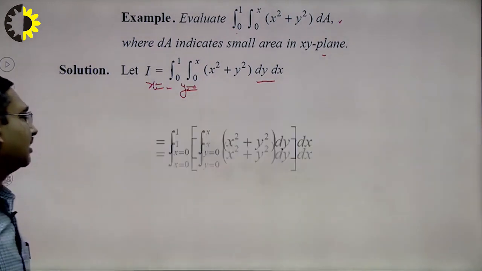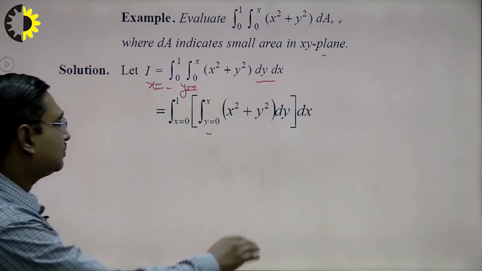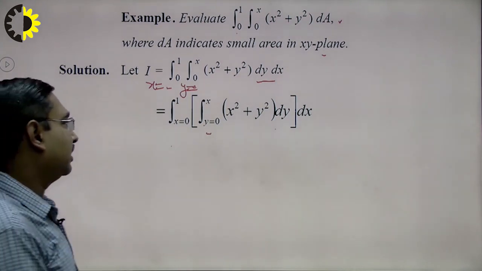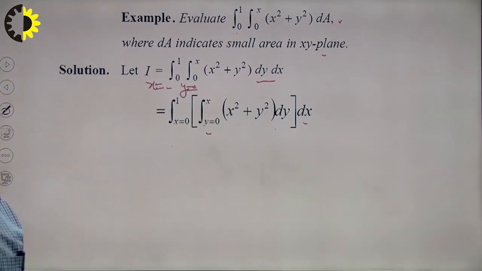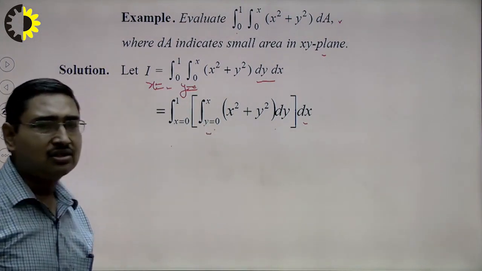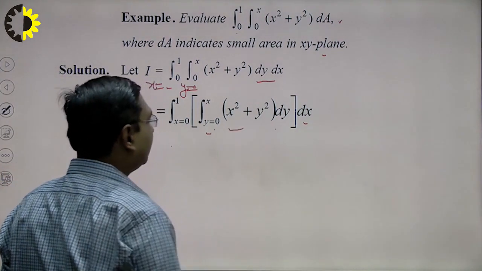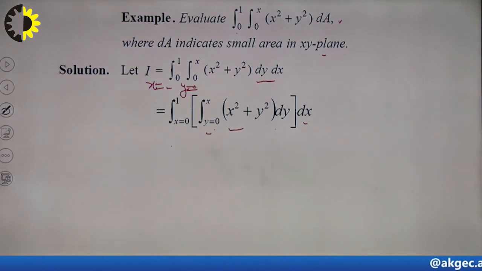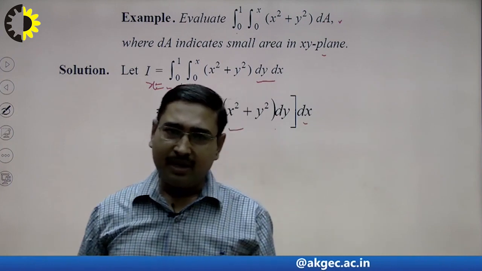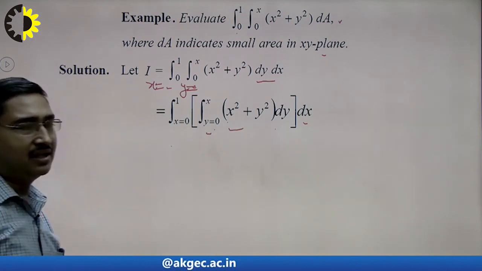Thus, this integral can be written as y from 0 to x square plus y square dy, and x from 0 to 1 integration with respect to x. Now, we have seen that limits of y are occurring inside. It means we need to evaluate this integral with respect to y first, and when we evaluate the integral with respect to y, remaining variables will be treated as constant, and therefore x will be treated as constant.